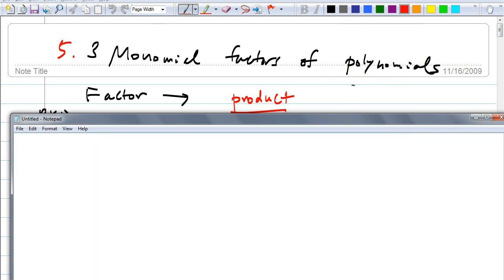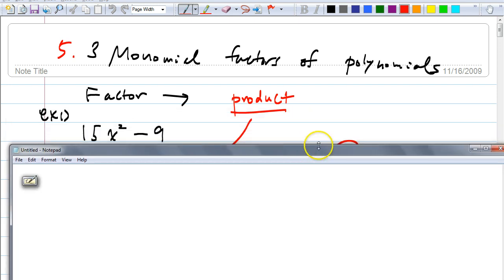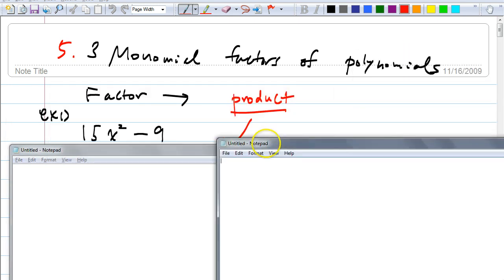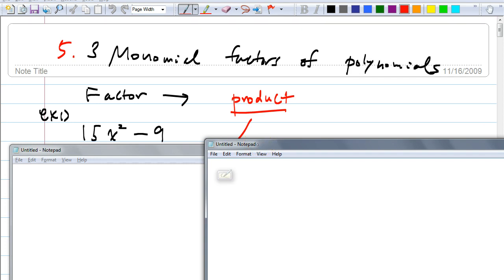So let's take a look at our first example here. What we're going to do is with this polynomial, do you see this is a polynomial, right? How many terms do I have in this polynomial, by the way? How many terms do I have? There are two terms. Well, I don't see any addition sign. Well, by the definition of subtraction, it really means 15x squared plus negative 9, right? So we have two terms.